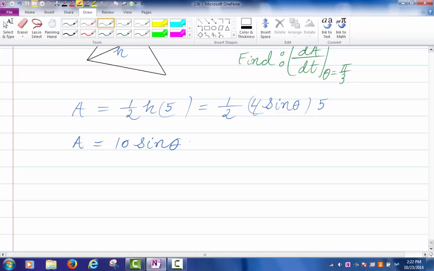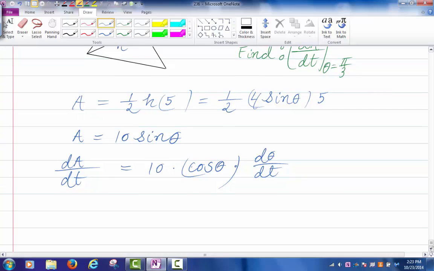Area and theta, and then we differentiate both sides with respect to time. So dA dt would be 10 times, what's the derivative of sine theta with respect to t? Well, with respect to theta, the derivative is just cosine theta, but then you multiply by the rate of theta, right? Is everybody okay? You take the derivative with respect to theta first, and then you multiply by the rate of theta. And now you just plug in, right?